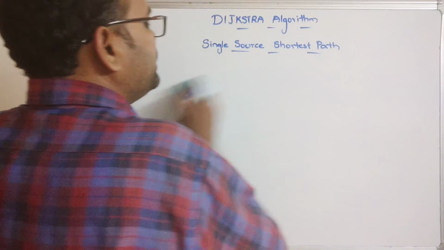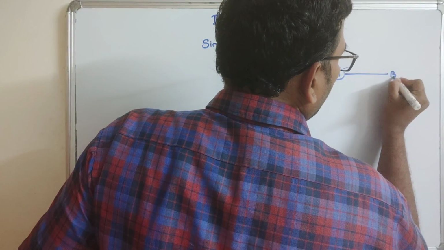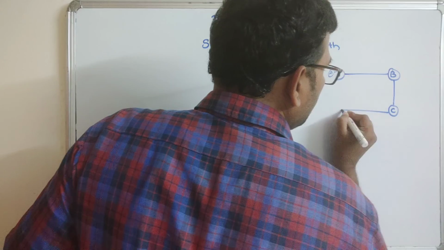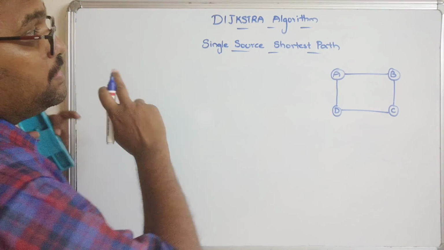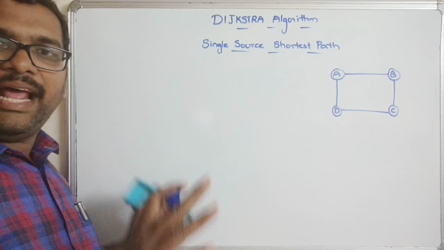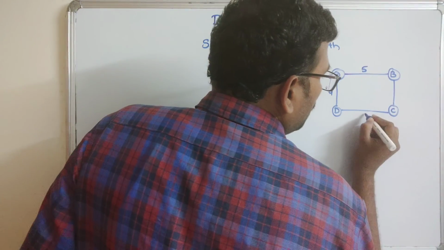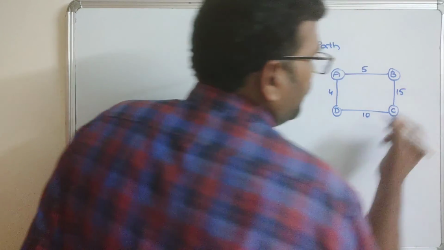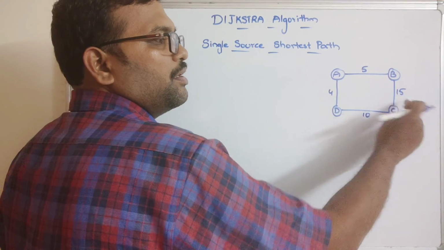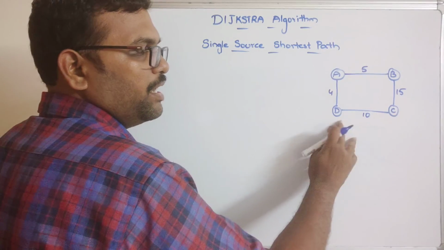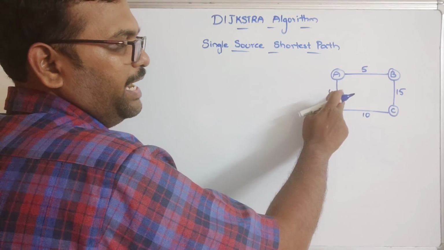I'll explain with a small example so that you will understand. I'll take A, B, C, D. So this is undirected. This Dijkstra algorithm is applicable for both directed and undirected graphs. I will give the values 5, 15, 10 and 4. So 5 is the weight given for the edge which connects vertices A and B. 15 is the weighted edge between B and C. 10 is the weighted edge between C and D. 4 is the weighted edge between A and D. So this is a vertex, this is an edge, this is a weight.